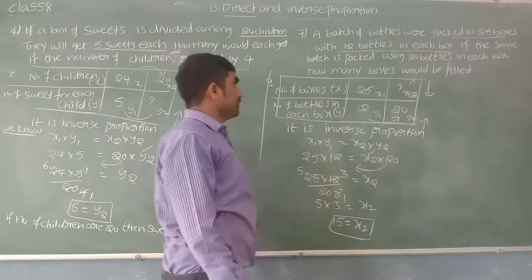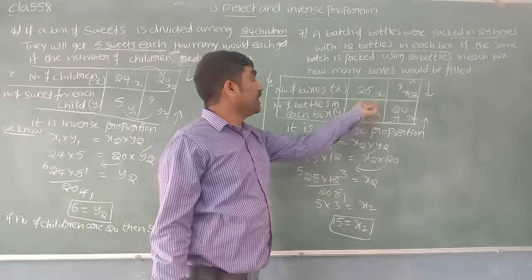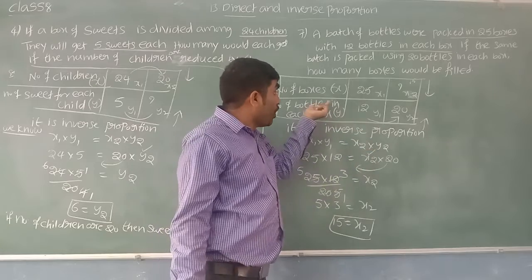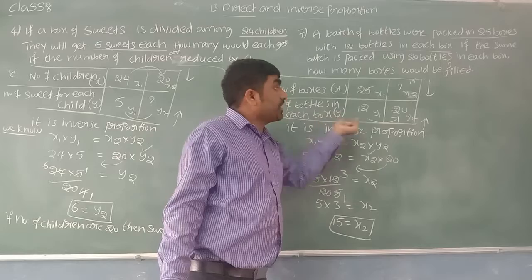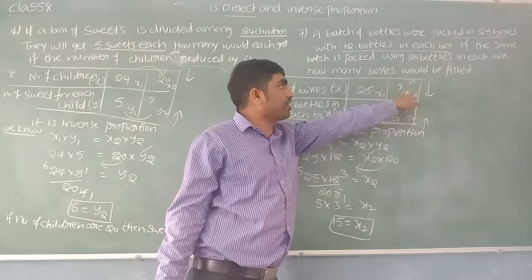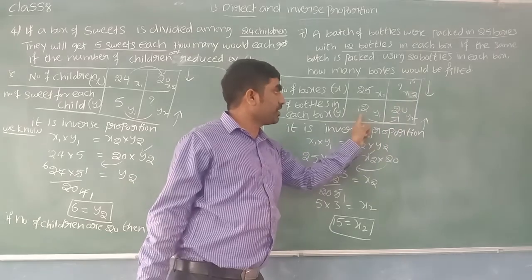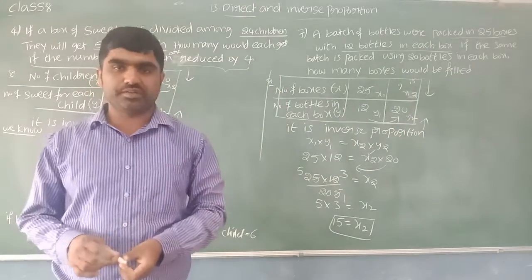So if the number of bottles in each box is 12, they need 25 boxes. If the number of bottles in each box is 20, the number of bottles in each box is increasing, so we need fewer boxes. 15 only we need. One quantity increasing, the other quantity decreasing. So like that we can find.